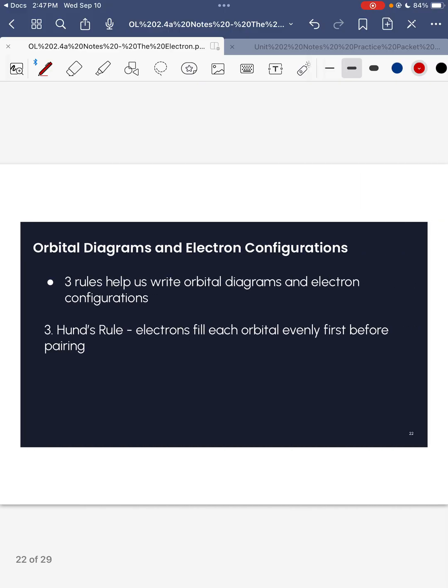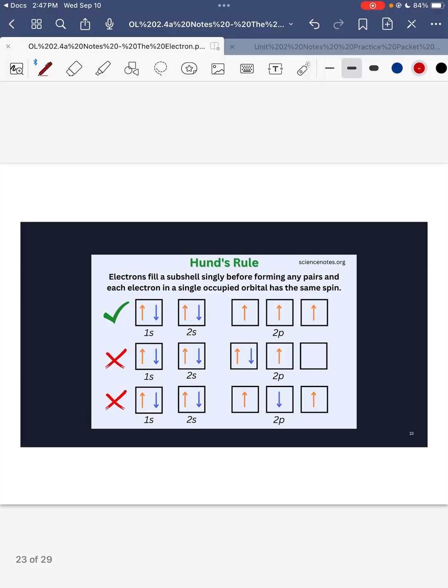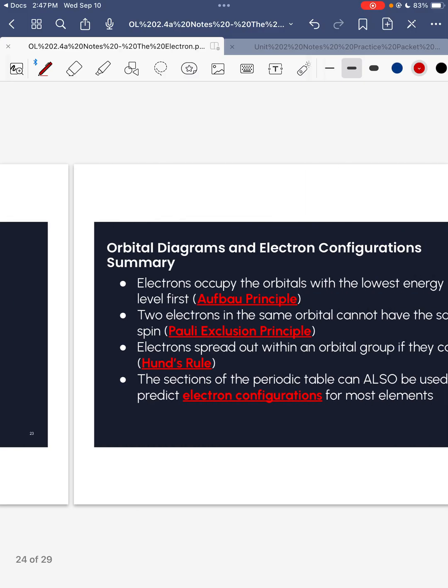The third rule, Hund's rule, states that electrons fill each orbital evenly before pairing. So pigs will spread out within rooms before they share a room. So Hund's rule states that something like this would happen, but something like this would not happen because we wouldn't see pairing before we've spread out to all rooms like we did in that first thing. Similarly, it says we wouldn't see a down arrow first. We're going to fill in all up arrows and then go in later and fill in all our down arrows.